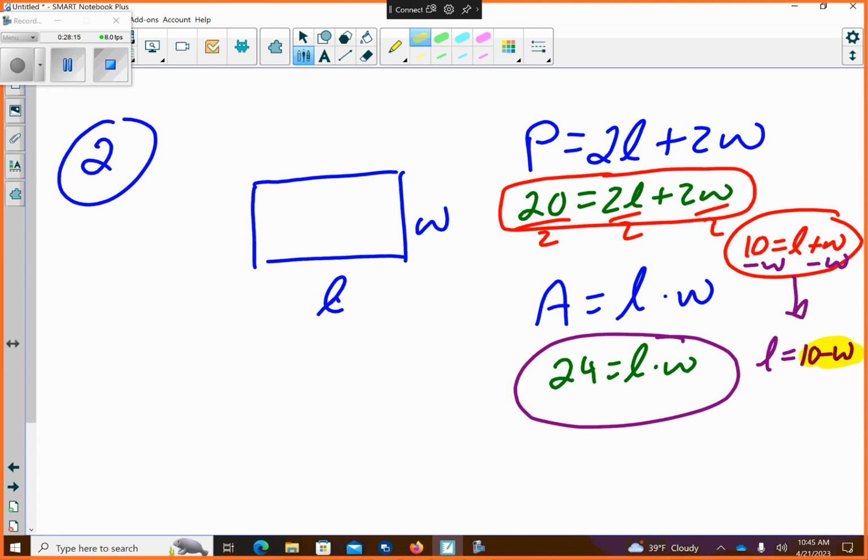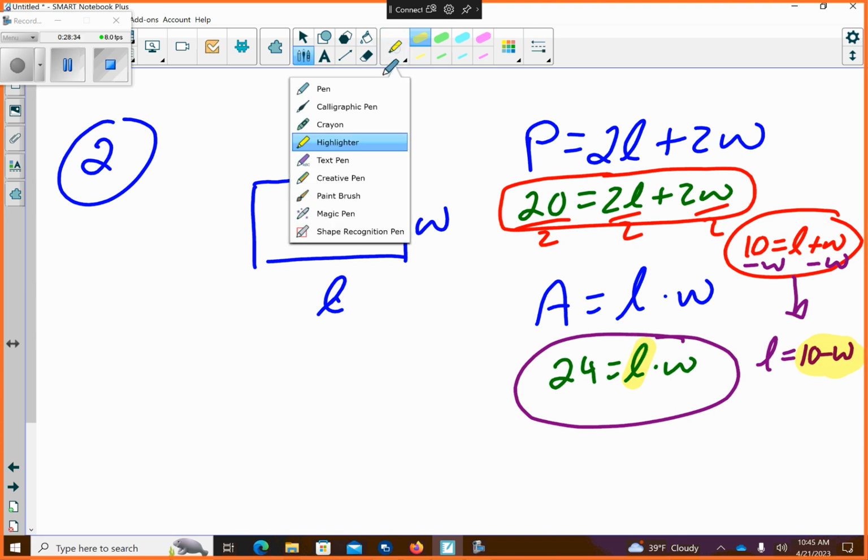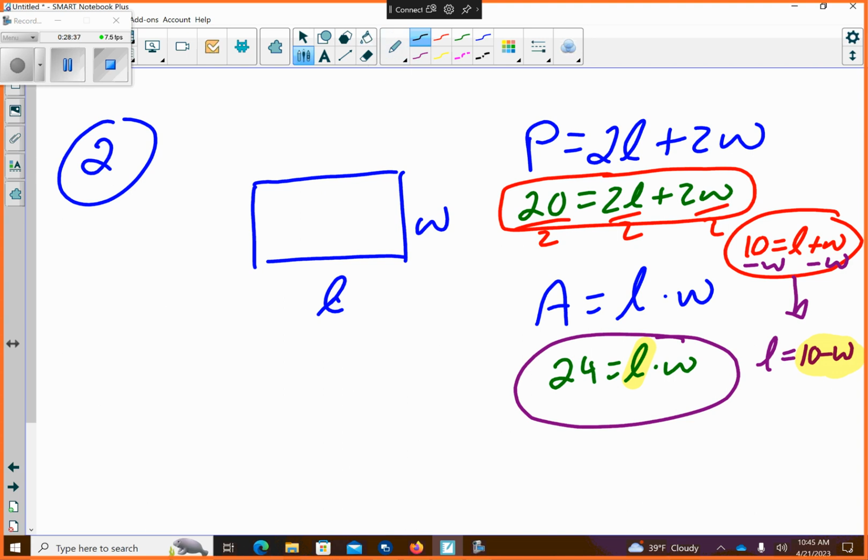So 10 minus W. What do you think I can do with that 10 minus W with my other equation? Can I replace the L in 24 equals L times W? Can I replace that L with 10 minus W, you think? Yeah, let's go for it. So I get 24 equals, my L, now I'm going to plug 10 minus W in, and my W just stays W. We can't really solve it like this, but I'm going to distribute here.